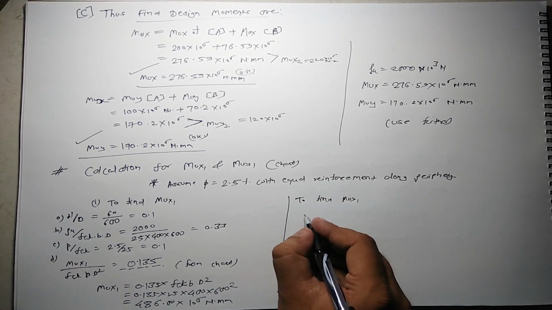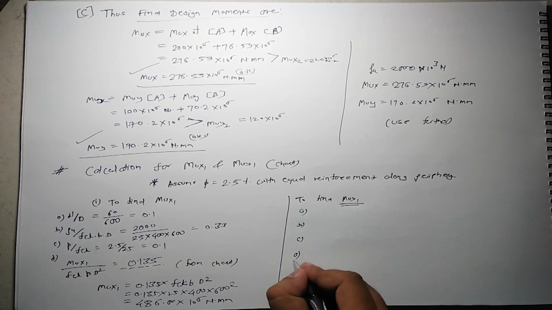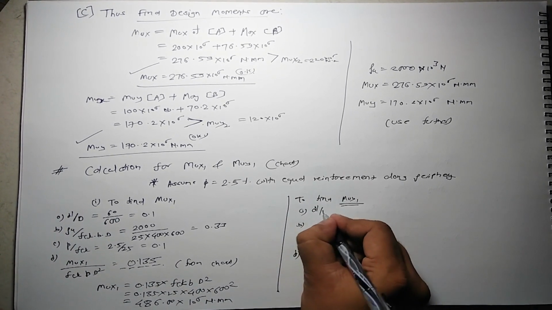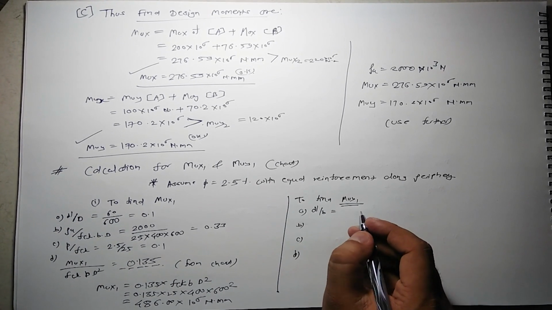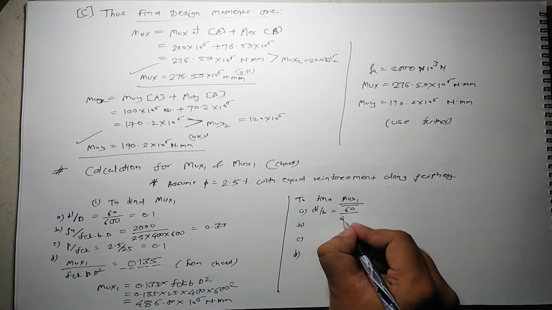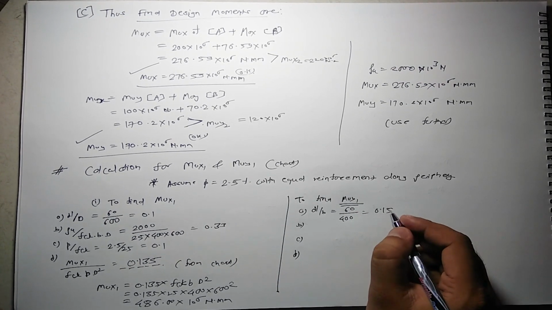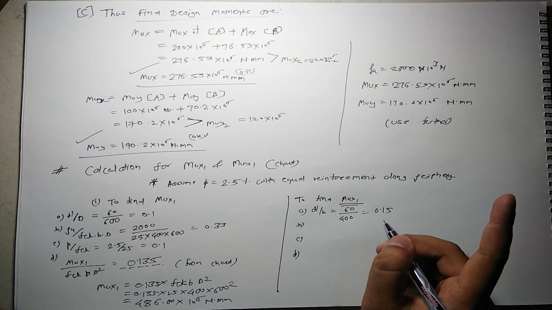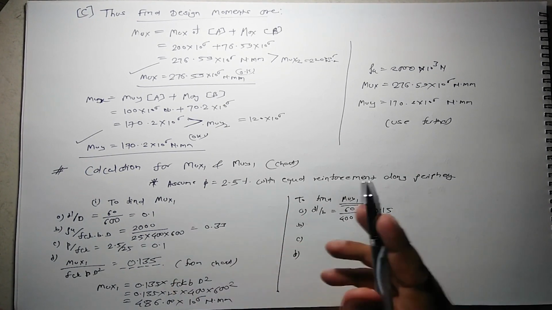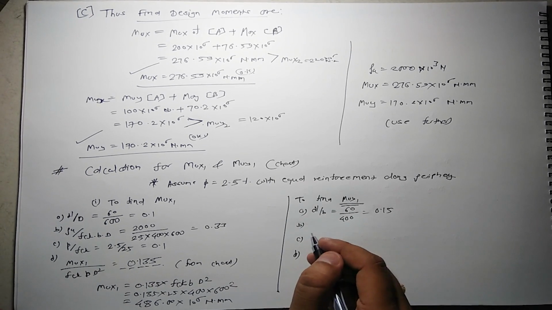So similarly, now again for Muy1, first d dash by b. Now what is the value of d dash? d dash is 60 by 400. So the value is coming to 0.115. So now that chart is not useful for us because that is for 0.1. So you need to choose another chart. The chart will be provided to you in the examination.